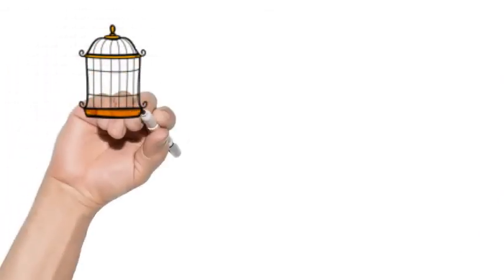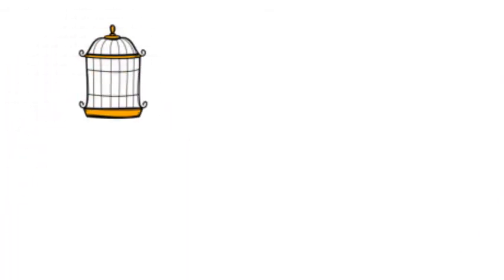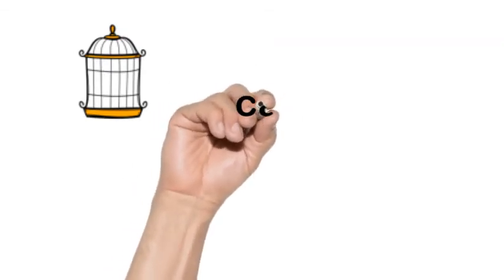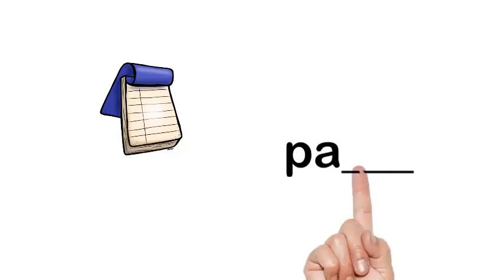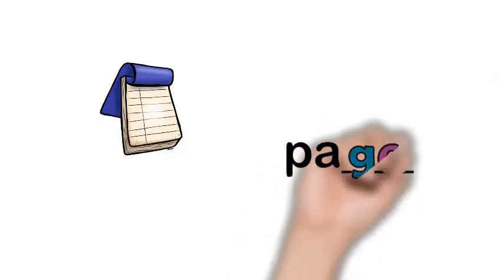Now try cage. Do you hear the A sound? That's the long sound. When we have a long sound and a J at the end, we use GE. Now let's try page. Do you hear the A sound? When we have the long sound, we would use GE.